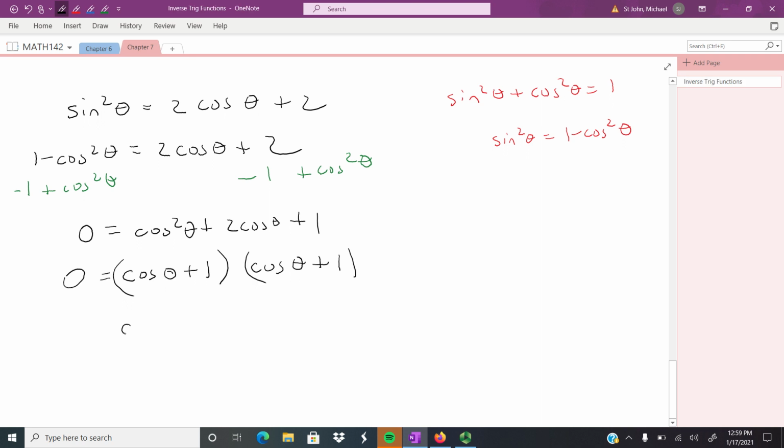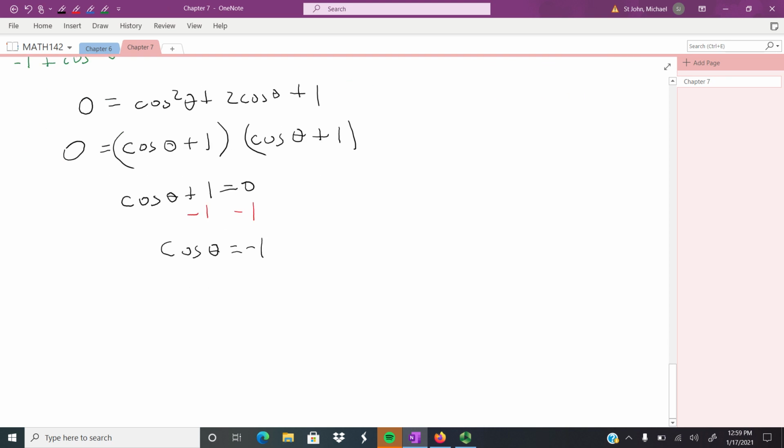So that would mean that cosine theta plus 1 would have to equal 0. And then if I subtract 1, so cosine theta equals negative 1, which means then theta is going to be the inverse cosine of negative 1. And this is just going to be pi.